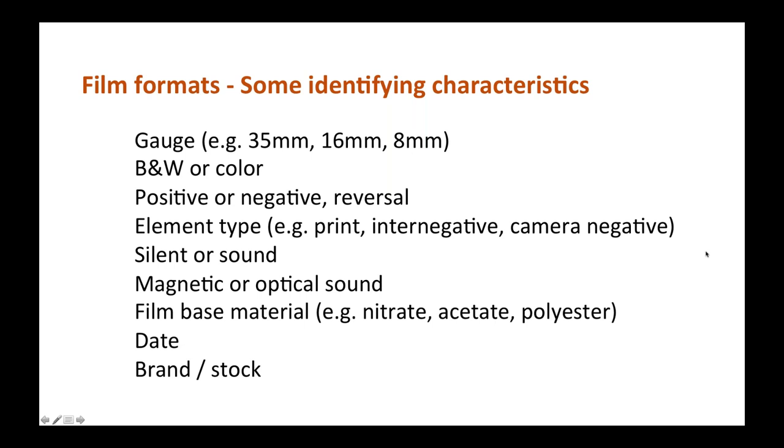So brand and stock: Kodak, Fuji, these are all brands, and I will primarily be talking about Kodak, most likely, as I talk about the edge code, which is a code that Kodak used. And stocks are really different formulations of that emulsion. As I mentioned, the bases can be nitrate, acetate, or polyester, and then the stocks are different emulsion formulations. So that's a lot of information that I unfortunately feel like I sped through.